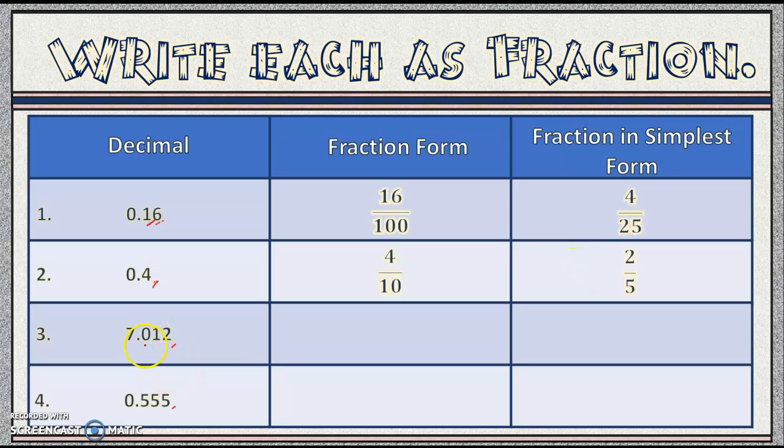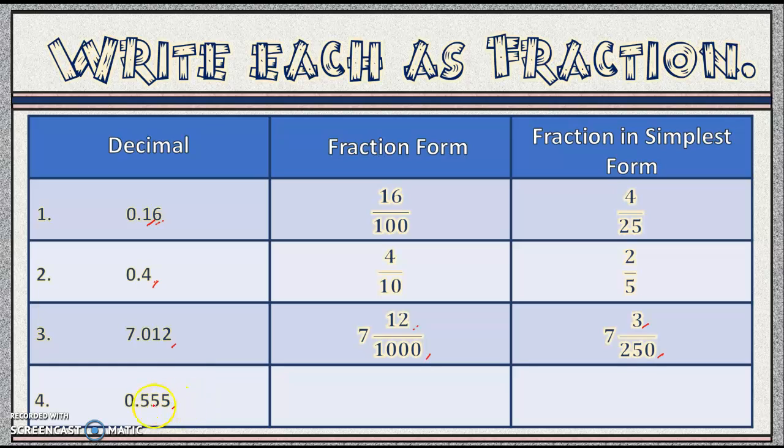Number 3. So 0 is in the tenths, then 1 is hundredths, then 2 is thousandths place. So the answer is 7 and 12 thousandths. Then express your answer in lowest form. The common factor of 12 and 1000 is 4. 12 divided by 4 is 3, and 1000 divided by 4 is 250. So we have 7 and 3 over 250.